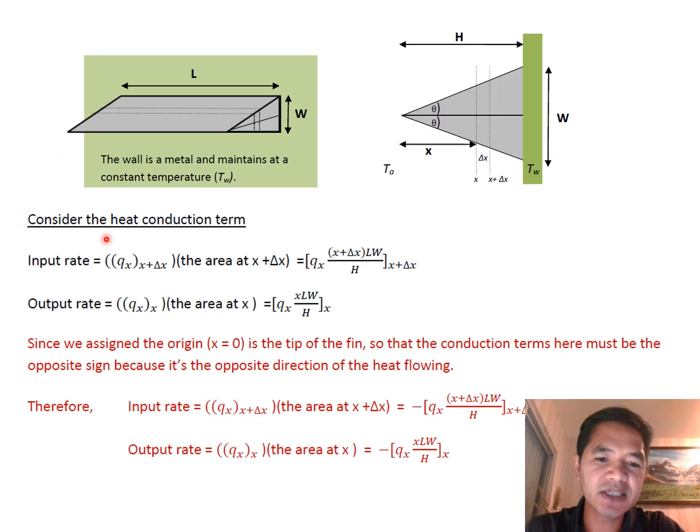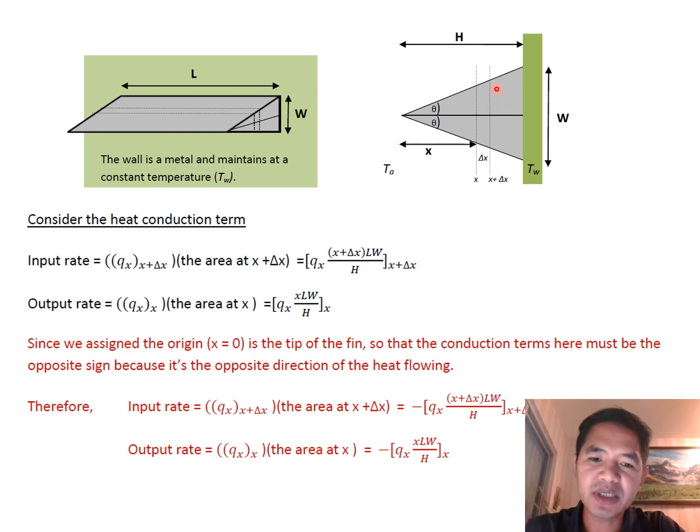Now let's consider the heat conduction term again, with the system that we have, which is the fin. This is just one fin, with length L. We consider x plus delta x, where heat is flowing from the wall, from x plus delta x toward x, which is kind of the opposite direction from x equal to 0.